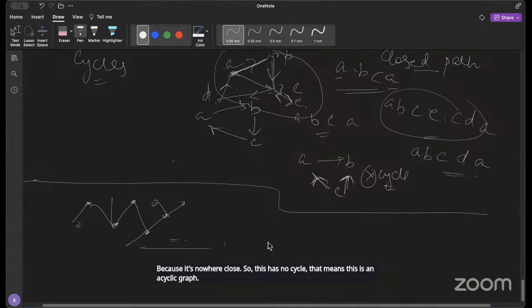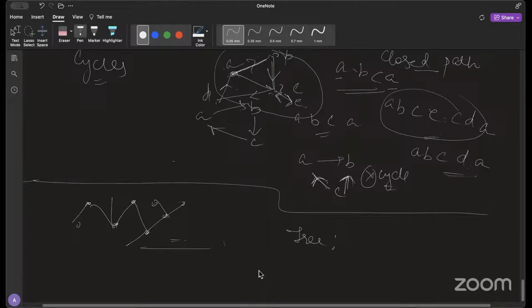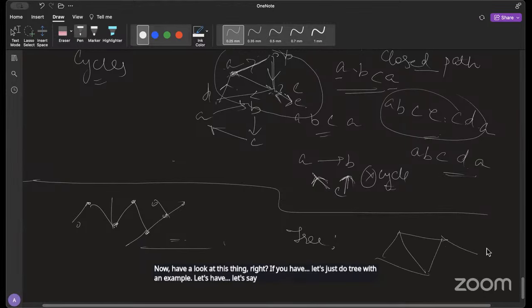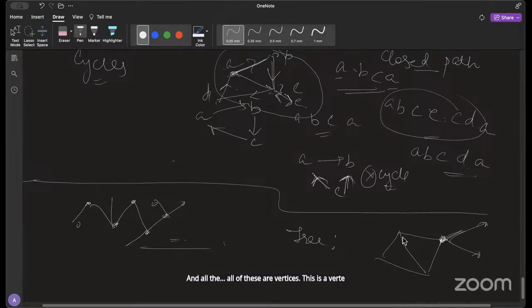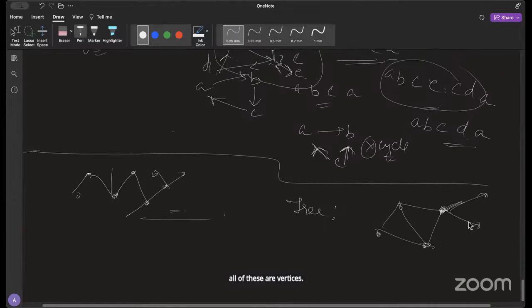And coming to a tree, the tree is a minimally connected set in the sense. Now have a look at this, right? Let's do a tree with an example. Let's say you have this thing, and all of these are vertices. So if you have this, then this is not a tree.